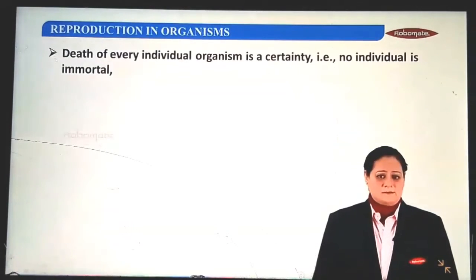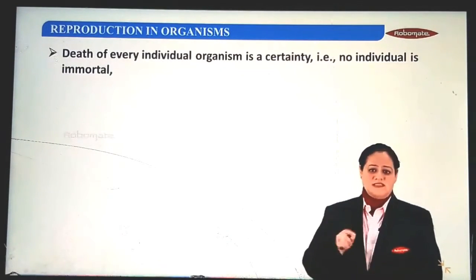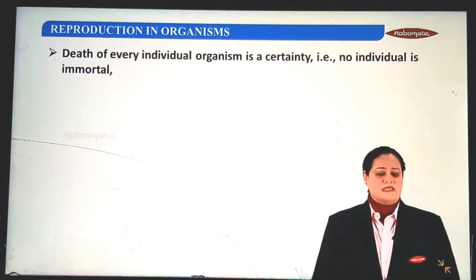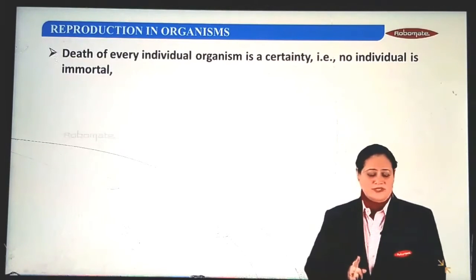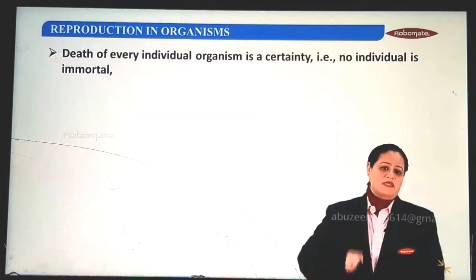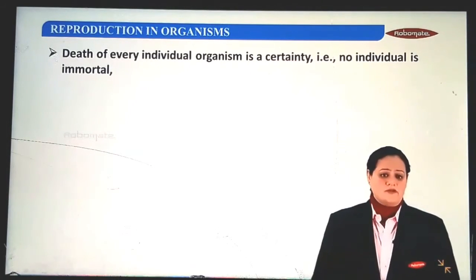Now lifespan ends up with death. So death of every individual organism is certain. Means there is no individual which is immortal. What do you mean by the term immortal? Immortal means not living forever.